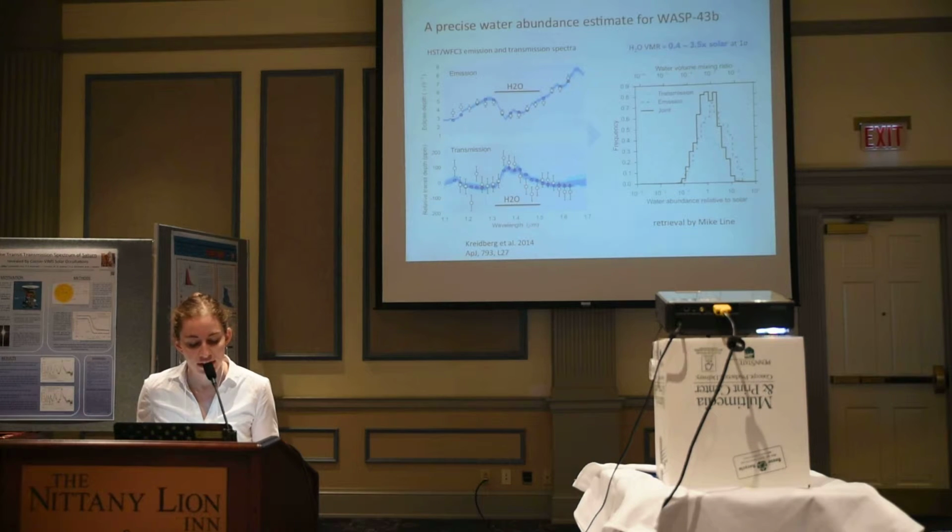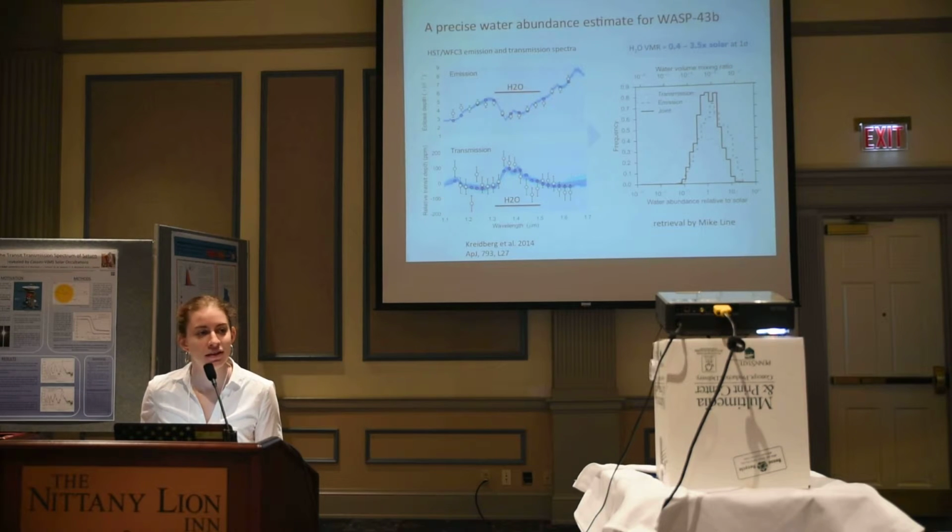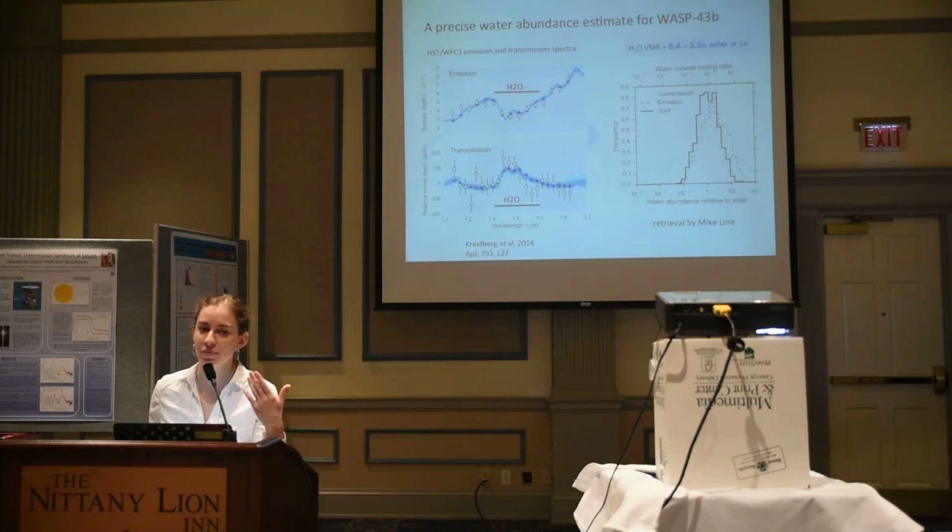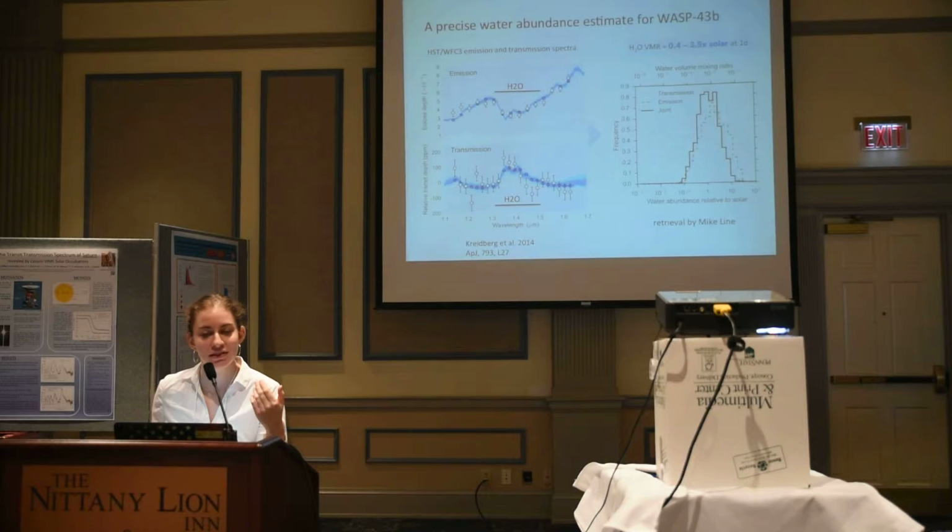And I'm showing with the blue shading the results of a retrieval that we ran to characterize the atmospheric properties. And the way this works is that you effectively explore the parameter space of temperature pressure profiles and atmospheric composition that are a good fit to the data. And I'm showing the constraints on the water abundance that we get from this on the right.